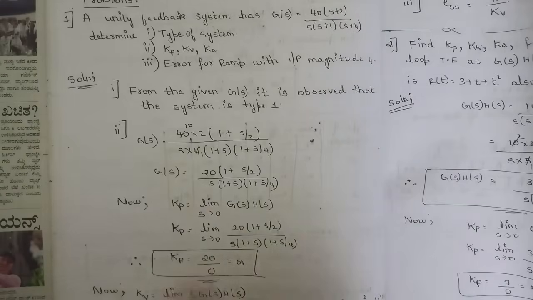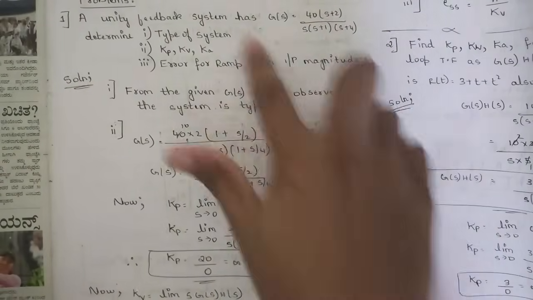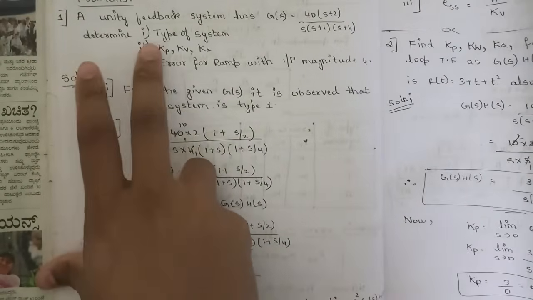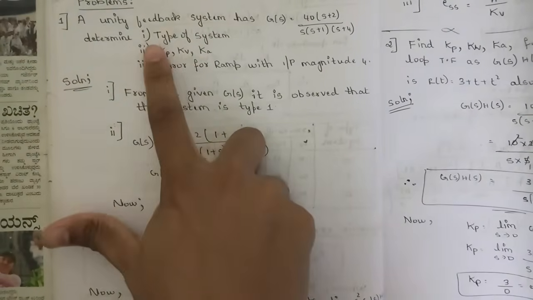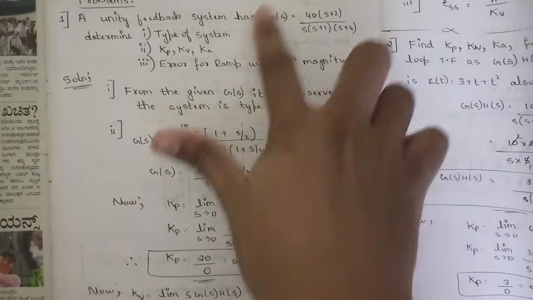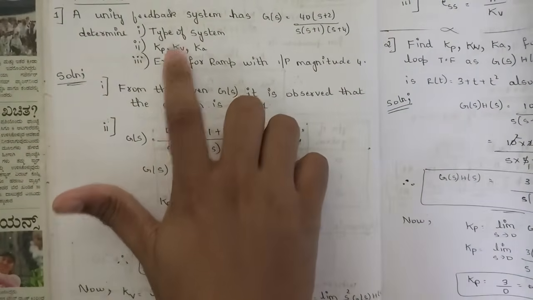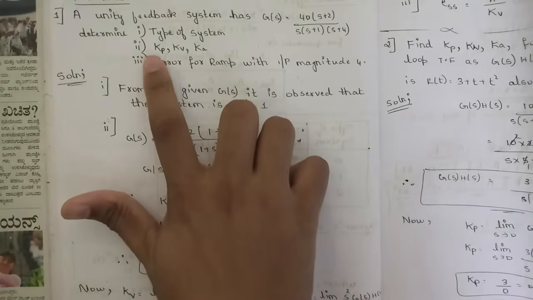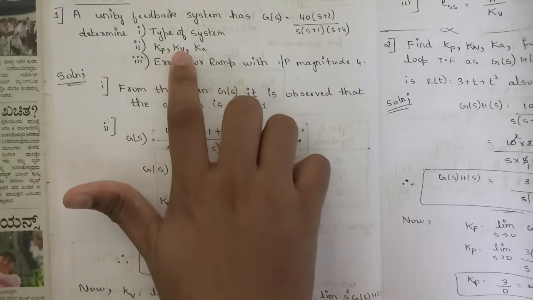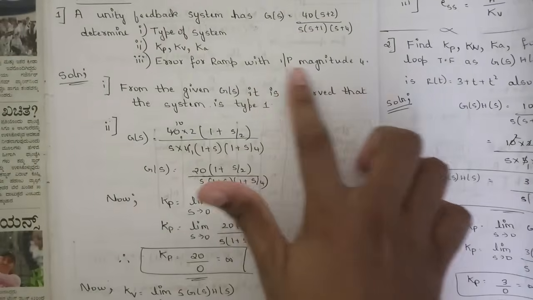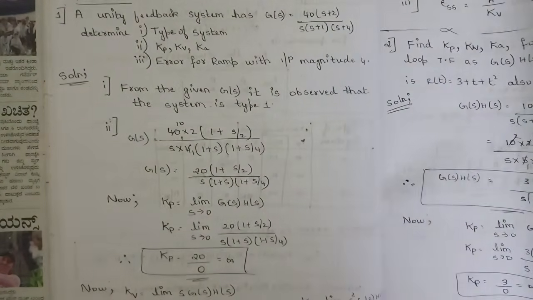Okay, that is, they would be giving you one unity feedback system like this, the transfer function they would be giving you like this, and then they would be asking these kinds of sub questions, that is, you should be determining the type of system by seeing the transfer function. Also you should be finding the values of Kp, Kv, Ka, that is positional error constant, velocity error coefficient, and acceleration error coefficient. Okay, and error for ramp with input magnitude 4. Like this they would be asking the questions.